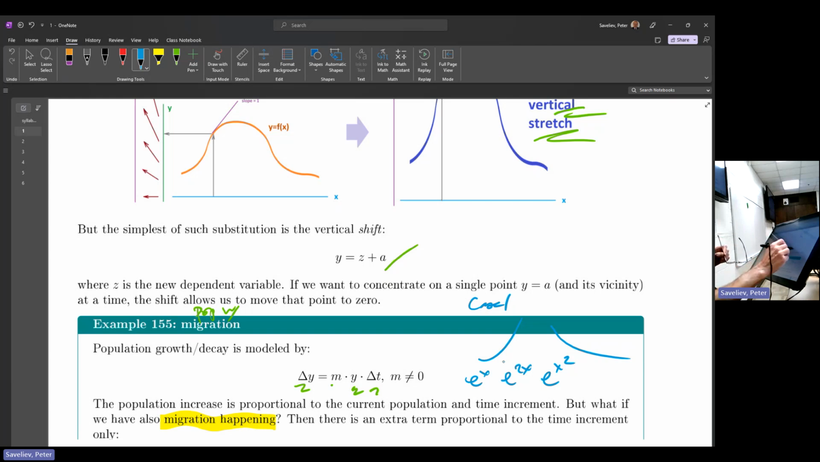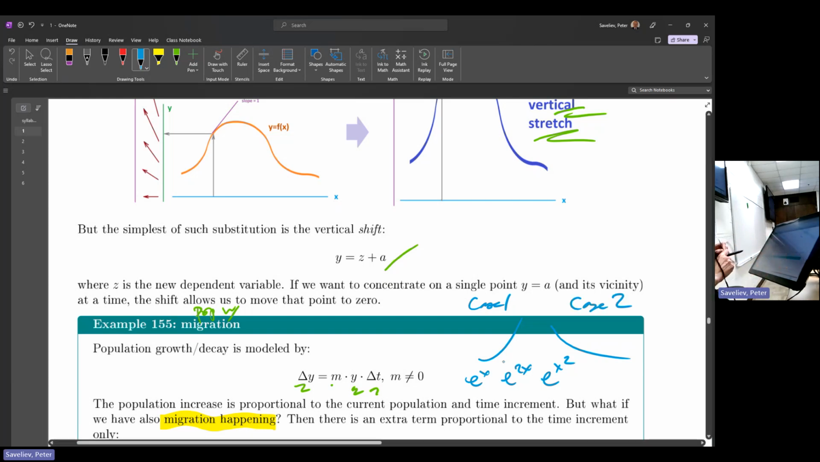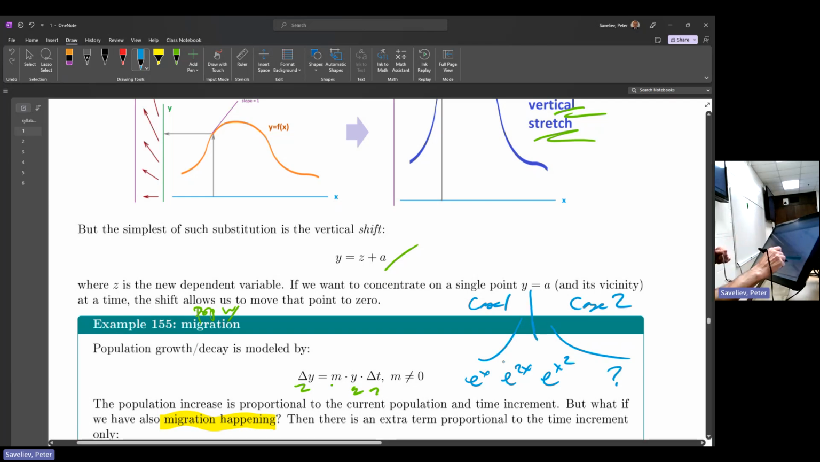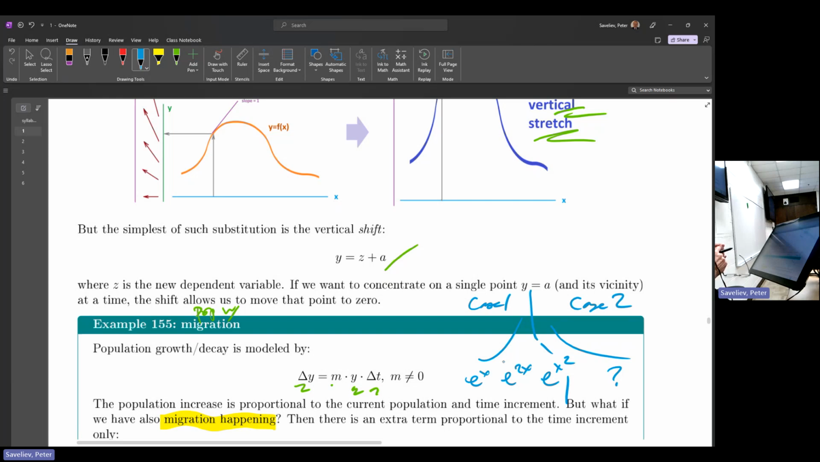Case two, however, is complicated. If you have a decay of the population, you're going towards zero, and you start to add an influx of population at a constant rate. Do you have any guesses of what the population would behave like?